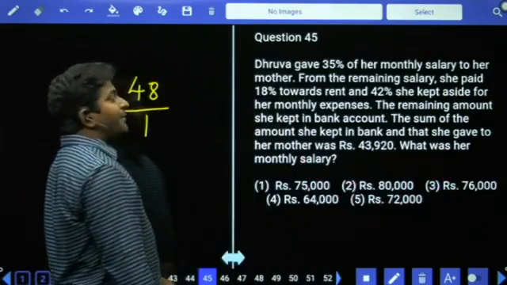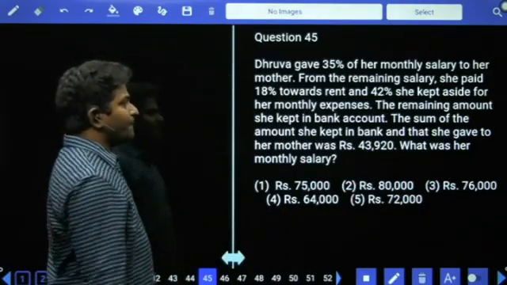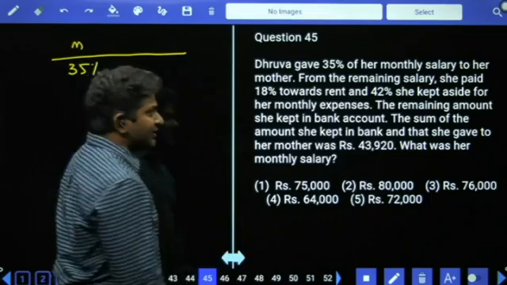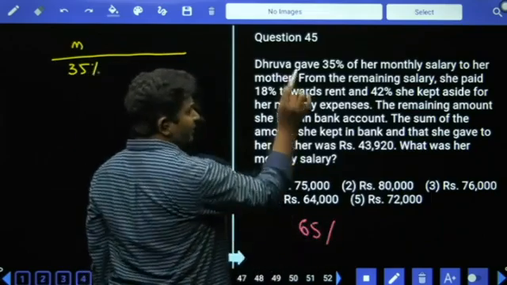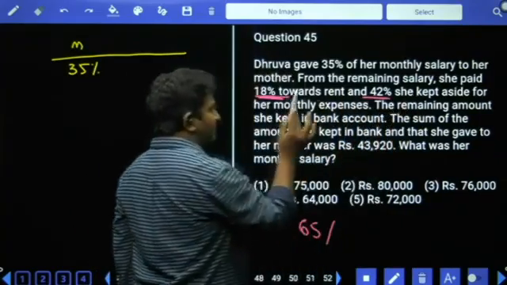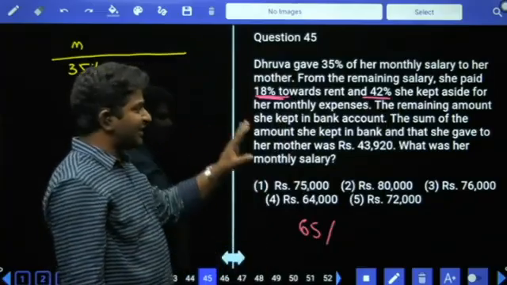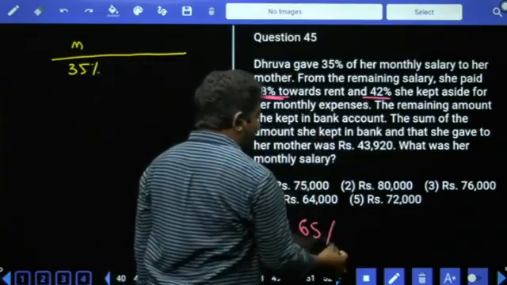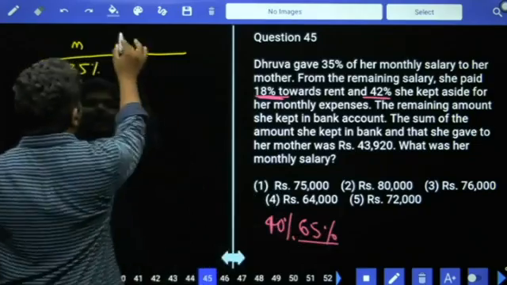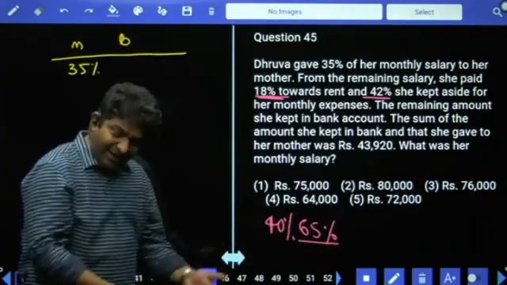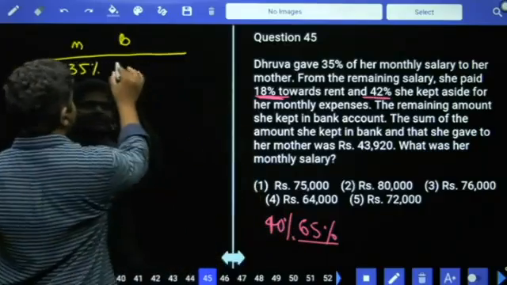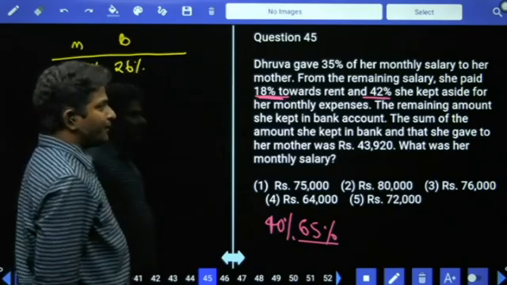Dhruva gave 35% of her monthly salary to her mother. So mother received 35%, remaining is 65%. Out of remaining salary, she paid 18% towards rent, 42% she kept aside for monthly expenses, that is 60% over. The remaining money she kept in bank account. Remaining money is 40% of remaining. So in bank account, 40% of 65. Let us calculate. 10% double. 10% is 6 and a half, double, 13, double. 26% is invested in bank account.